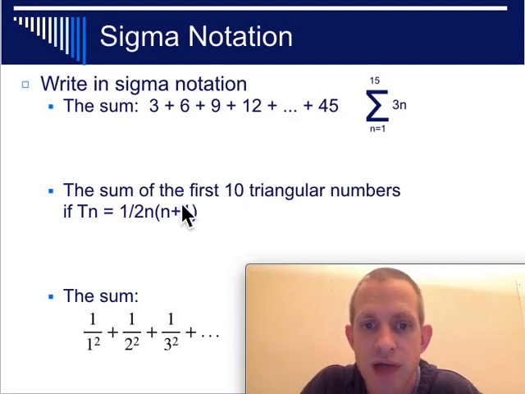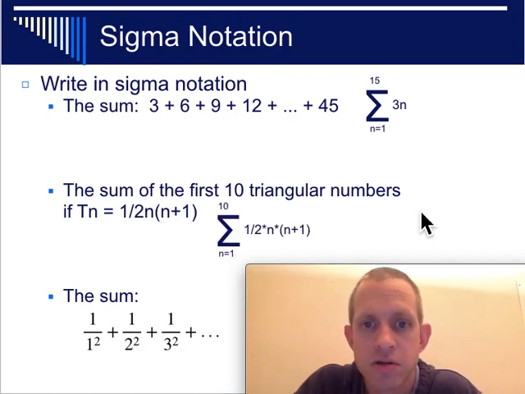If I wanted to add up the first 10 triangular numbers, the formula for the triangular numbers is given here. Why don't you see if you can write that in a moment. Pause it, catch me in just a second. So I hope you came up with the sum as n goes from 1 to 10, because I want the first 10 numbers, of 1/2 times n plus 1.